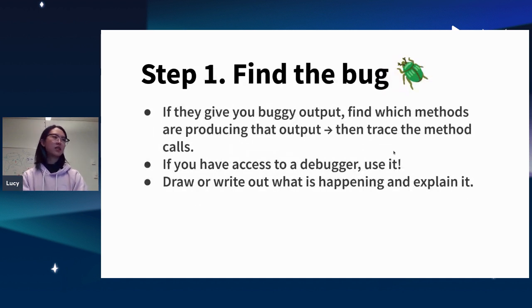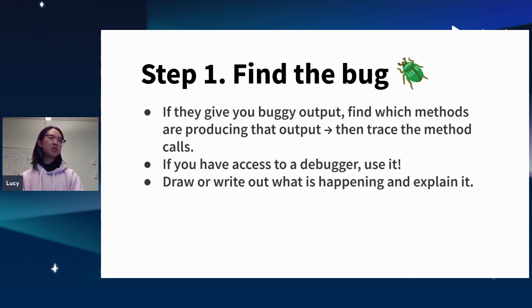Next is that you have to find the bug. If they give you buggy output, find which methods are producing that output. Basically this means you have to trace the method calls. If the bug happens in method A, and method A calls method B, then you will have to go look at method B and see what's happening. If you're also given access to a stack trace or a backtrace, I'm not sure what the correct name is, that's also very helpful, because it will show you all the methods that led up to the bug.